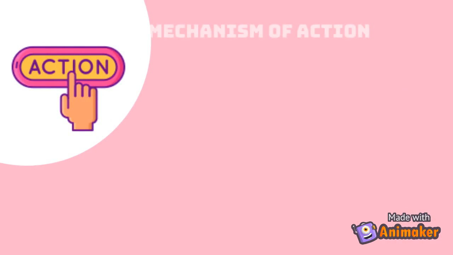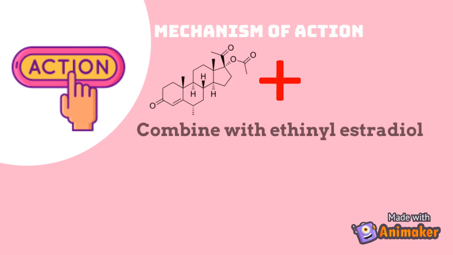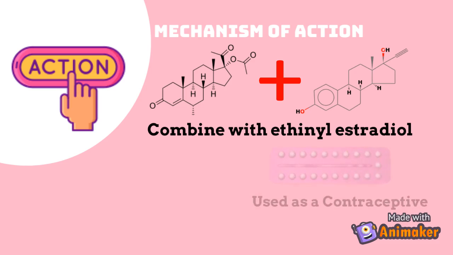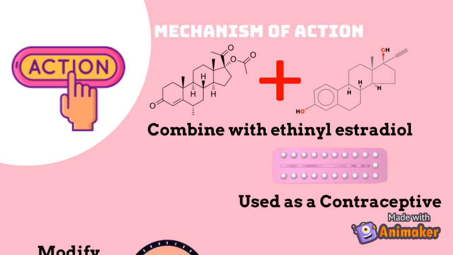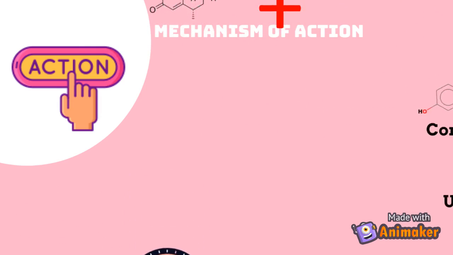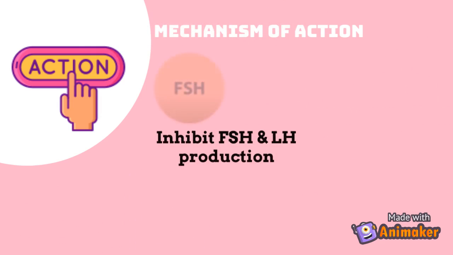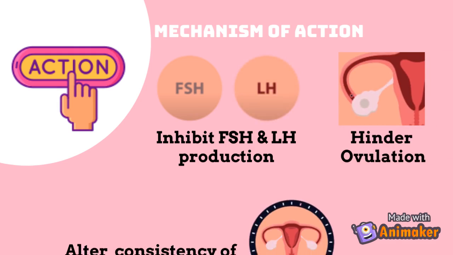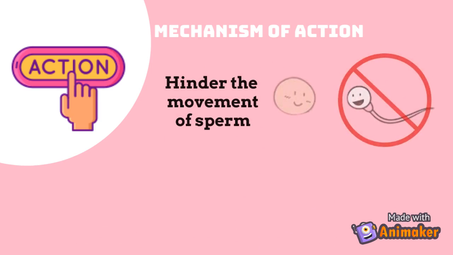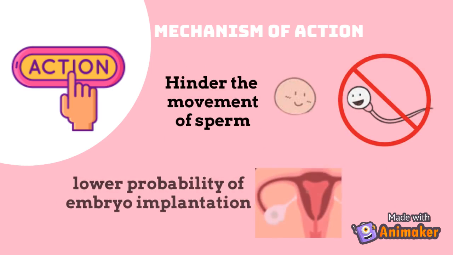Next, I will explain my mechanism of action. I, as a synthetic progestin, am generally combined with ethinyl estradiol and commonly used as a contraceptive. I intervene with reproduction by significantly modifying the reproductive process. To prevent pregnancy, I inhibit follicle-stimulating hormone or FSH and luteinizing hormone production or LH, thereby hindering ovulation. I also alter the consistency of a woman's cervical mucus, which hinders the movement of the sperm. This lowers the probability of embryo implantation.